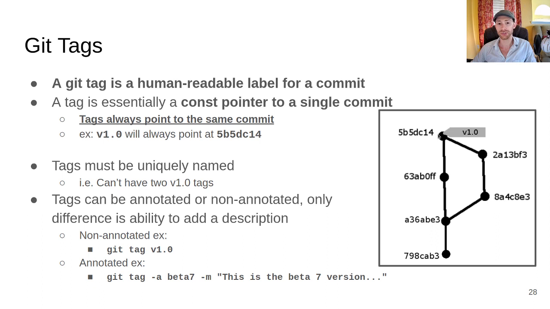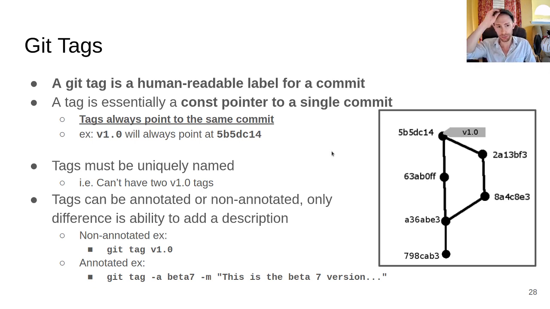So a tag is essentially a constant pointer to a single commit. This tag will always point to this commit. Now they have to be uniquely named. We can't have 2 tags called v1.0. If you try to create a second tag of the same name, it'll error out. Tags are typically used for this type of thing, marking a state of code associated with a release, but you don't have to use them that way.